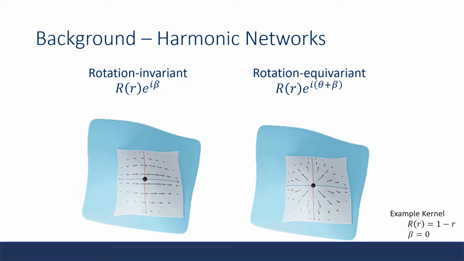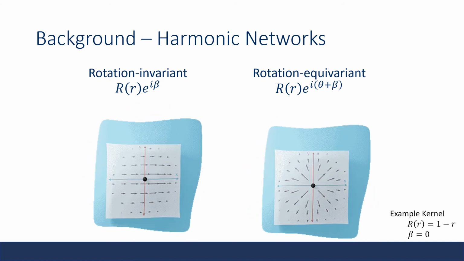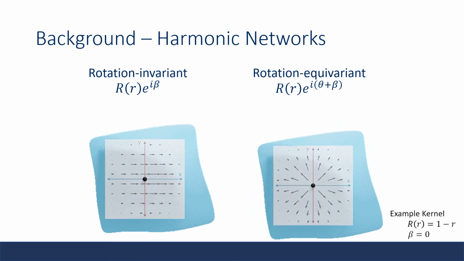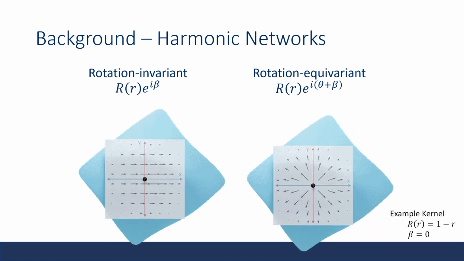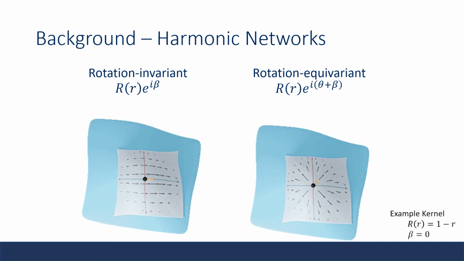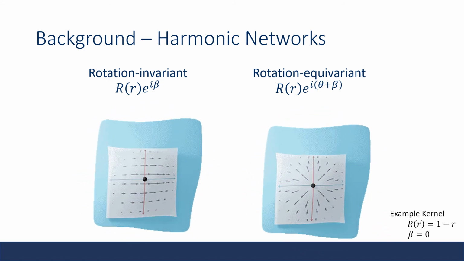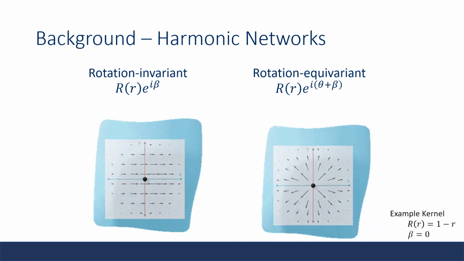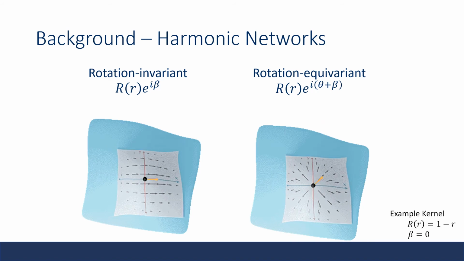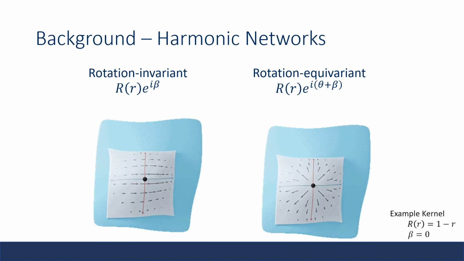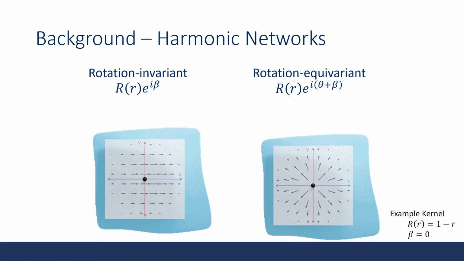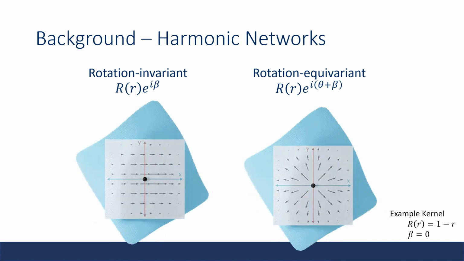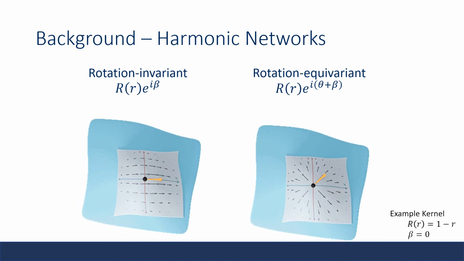When these convolution kernels are applied to a surface, we can see that in the rotation invariant case, the output feature vector, which is represented in yellow, is always aligned with the x-axis of the tangent plane, regardless of the rotation of the tangent plane with respect to the surface. On the other hand, in the rotation equivariant case, the output feature vector is aligned with the same direction with respect to the surface and irrespective of the orientation of the tangent plane.